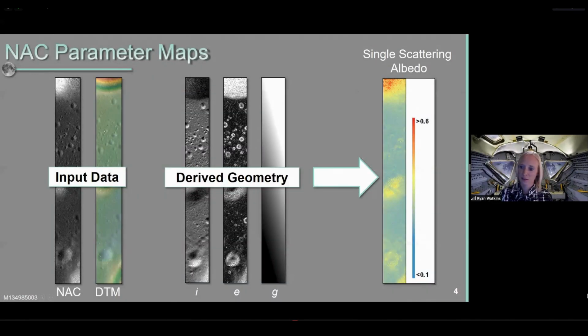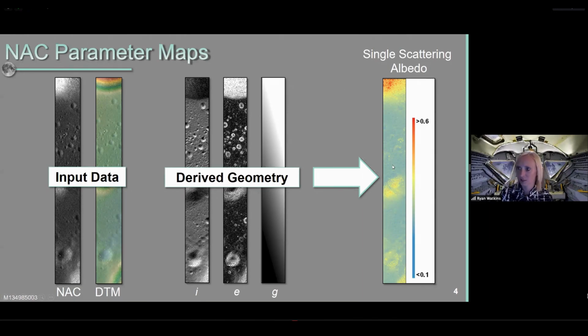All right, so this is another schematic showing how we take reflectance data from the NAC image coupled with the digital terrain model, which allows us to derive local geometries for each pixel, so local incidence angles, local emission angles, and local phase angles. And these feed into the Hapke equation as well. And this allows us to output parameter maps.